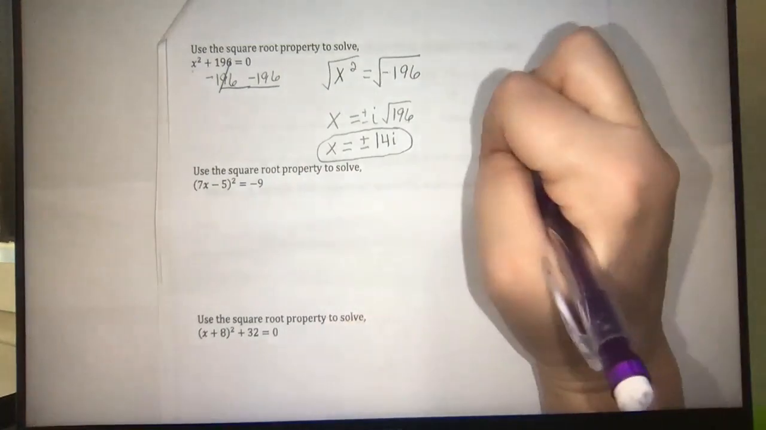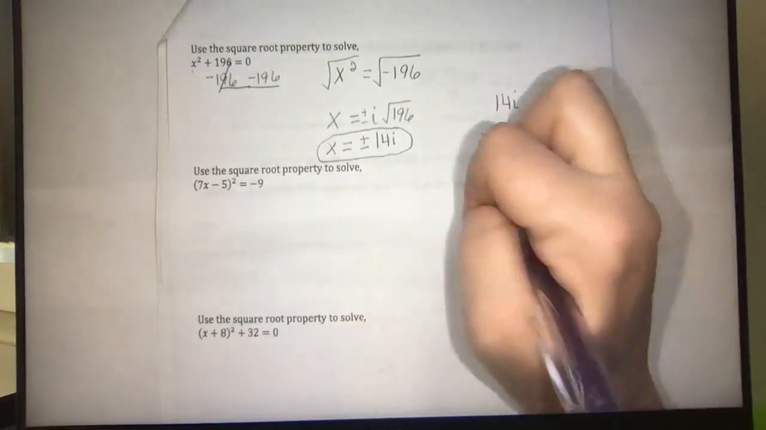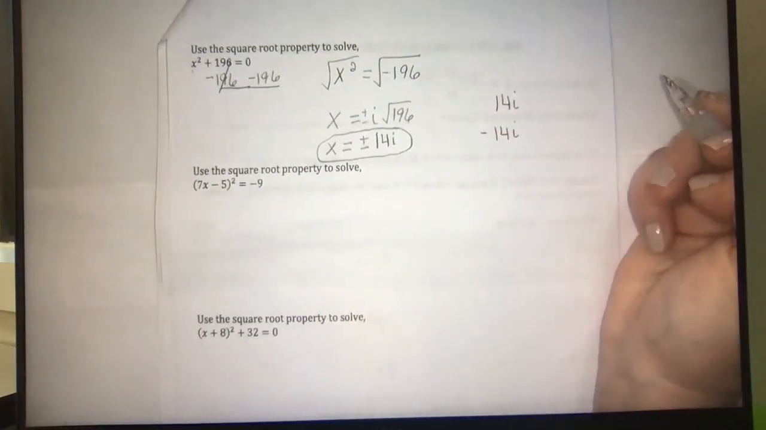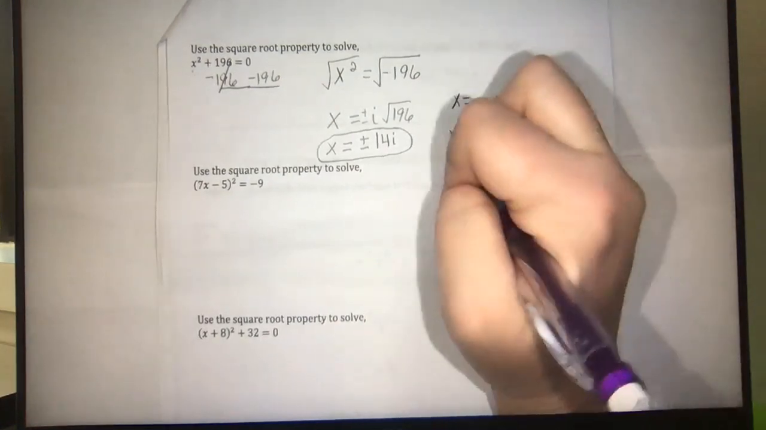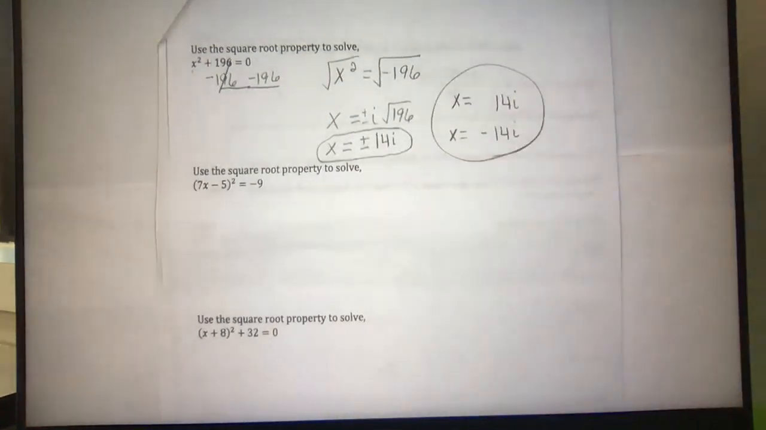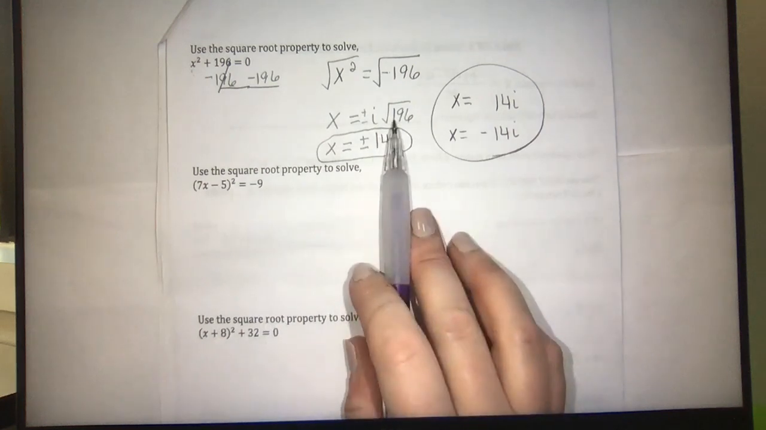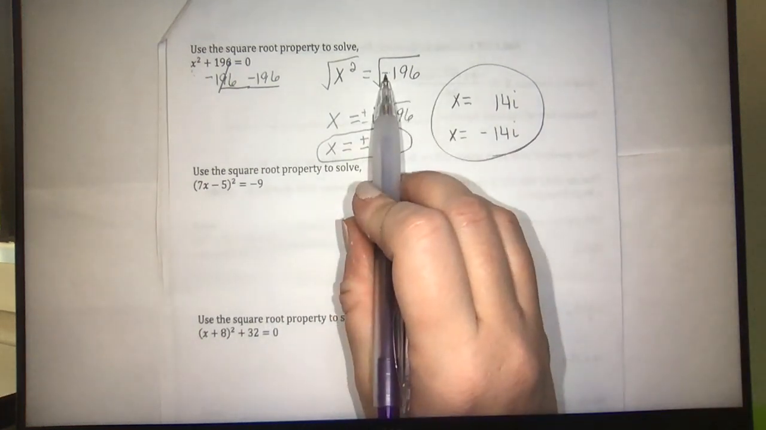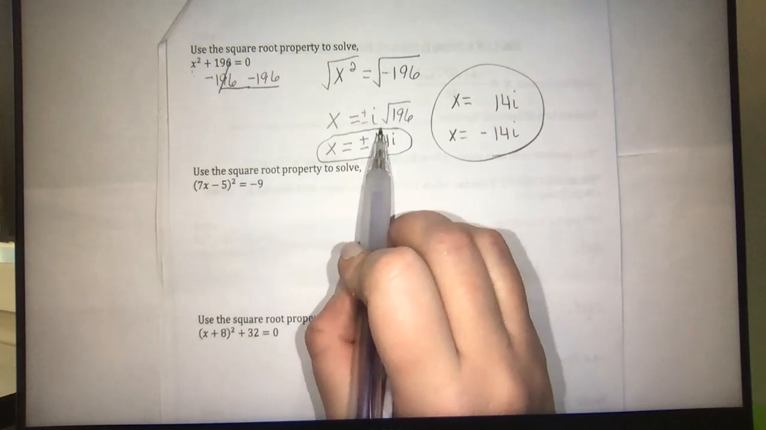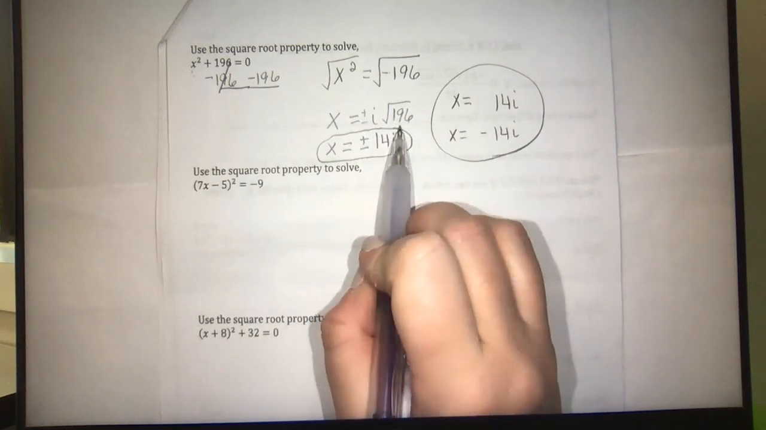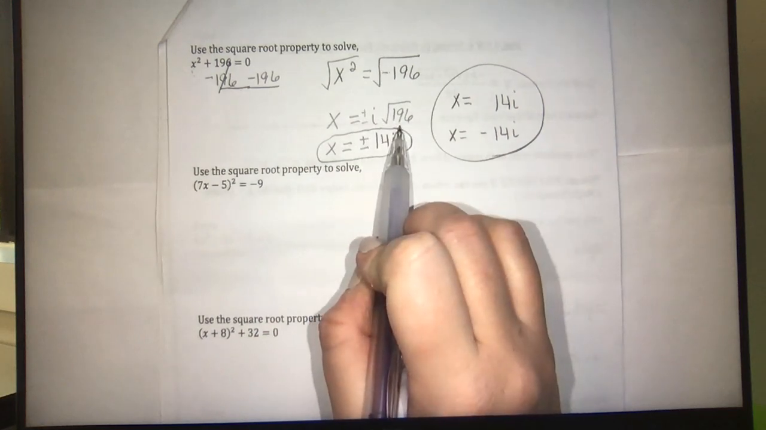Okay? It ends up being positive 14i and negative 14i. Those are your two answers. How did I know to pull out an i? Because I had a negative under a square root. So you immediately pull out an i and then square root whatever's left. And don't forget you have two answers.